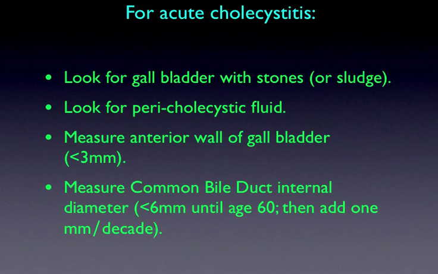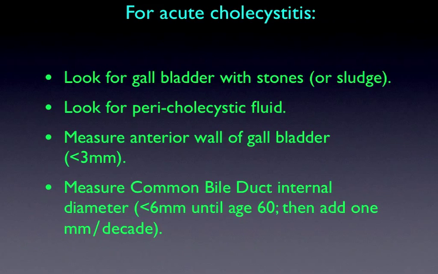And then we look for fluid around the gallbladder, or pericholecystic fluid. We measure the anterior wall of the gallbladder, which is normally less than 3 millimeters. If it's greater than 3 millimeters, then the gallbladder wall is thicker than normal. Why is it thicker than normal? As with any inflammation, the gallbladder can get edematous. And when the gallbladder has enough edema, some of it weeps around the gallbladder, and that gives the pericholecystic fluid.